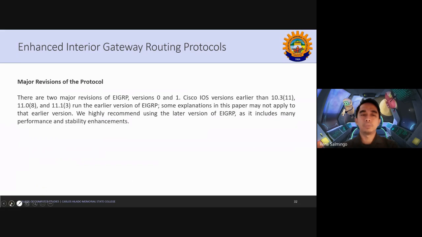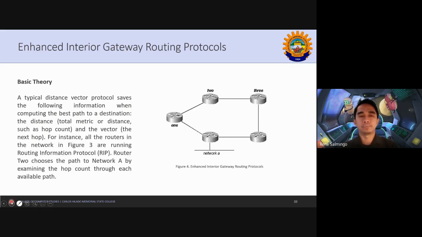So what are the major revisions of the protocol? There are two major revisions of the protocol. We have version 0 and version 1. Normally Cisco IOS versions are 10.3, and some explanations are not applied to other versions. It includes mainly performance and stability enhancements.